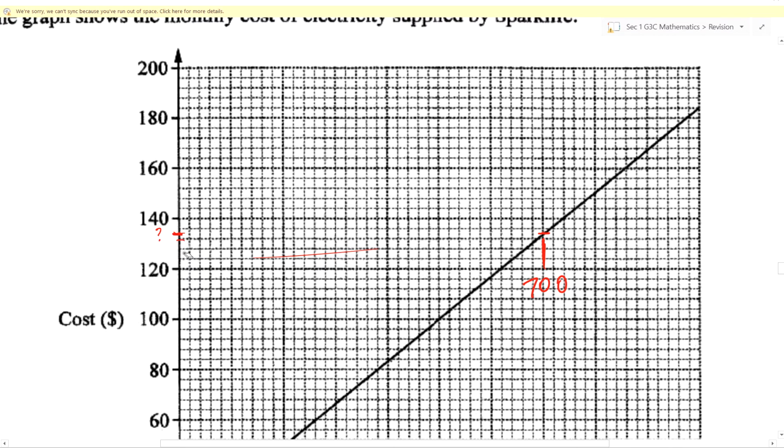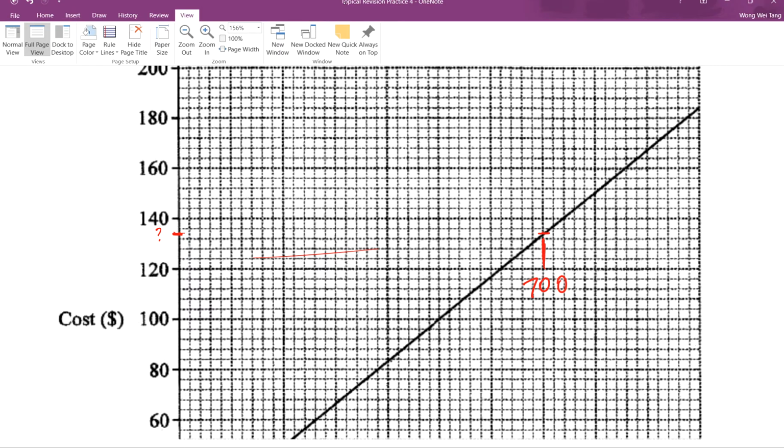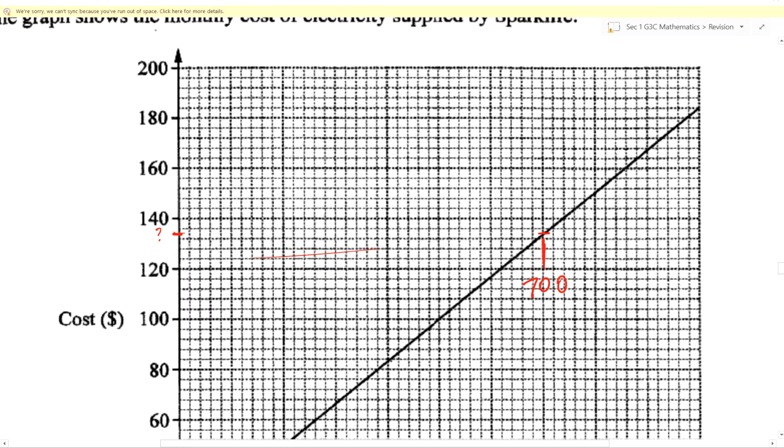Okay, so now I'm going to start counting. This is 124, 128, 132. This is 132. And the next little box will be 136. Between 132 and 136 will have to be 134. Okay, read carefully.